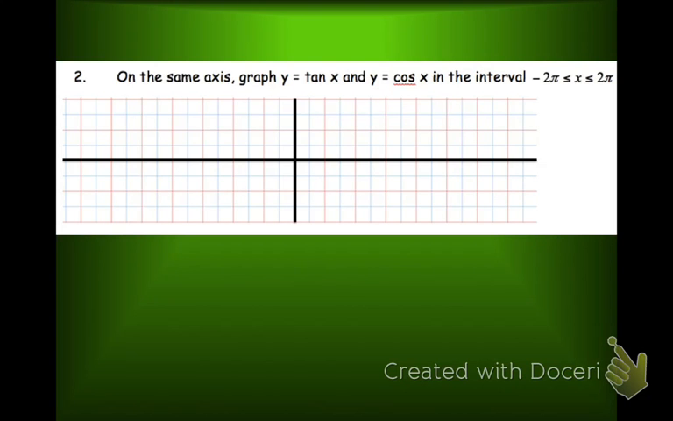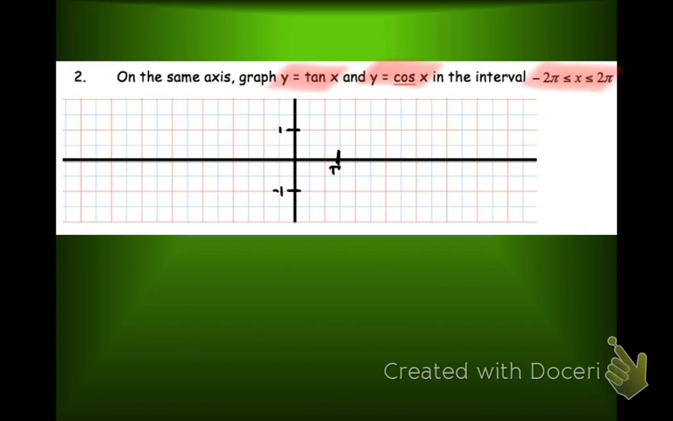The last thing that I would like you to do is to graph these two functions, which are tan of x and cosine of x, on the same graph, going from negative 2 pi to positive 2 pi. So if we set up our scale here, if we make this positive 1 and this negative 1, now we can't go out 6 or we're not going to get them all in there. So we can only go out 3.